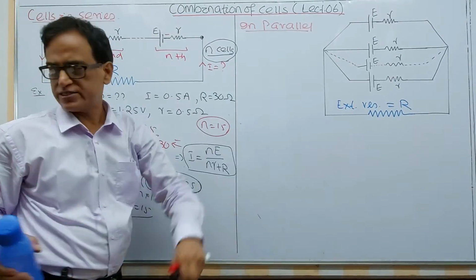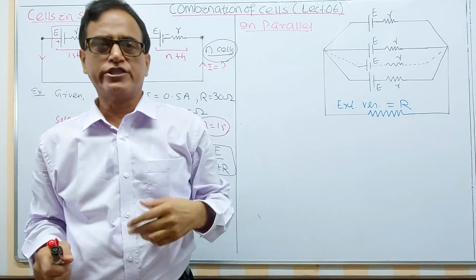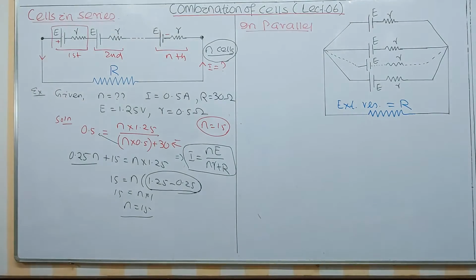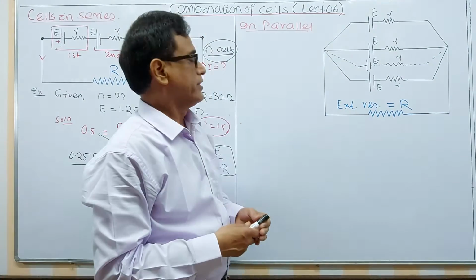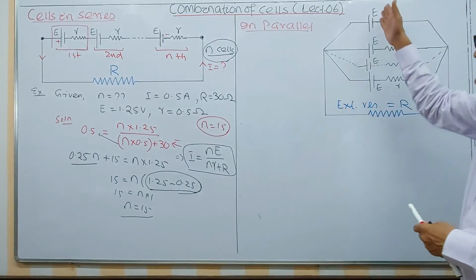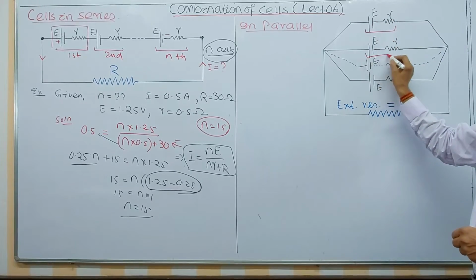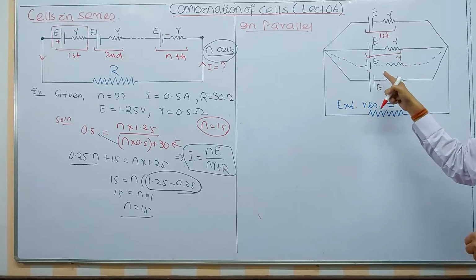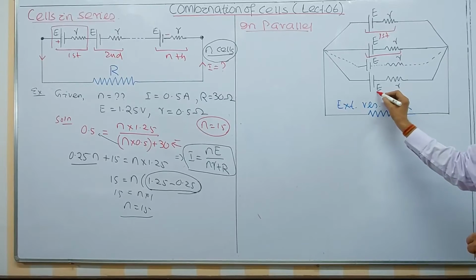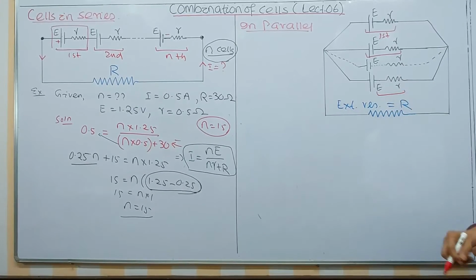There are a number of cells connected here, say N number of cells connected. N may be 5, N may be 6, N may be 7. According to your choice, N may be any number, for example. There are N number of cells connected in parallel. So this is one cell, this is the second cell. Similarly, second cell, third cell, fourth cell, Nth cell, each of EMF E and internal resistance R.